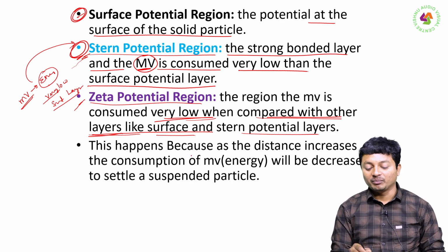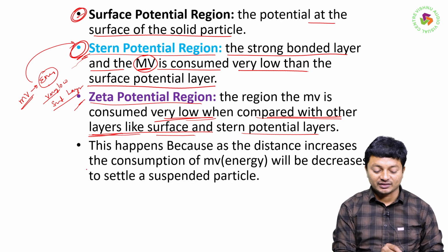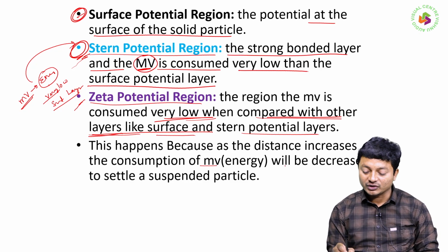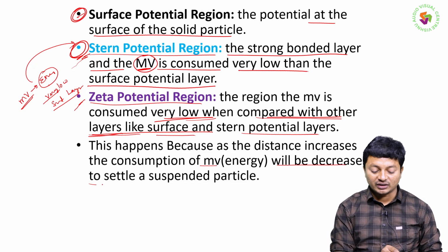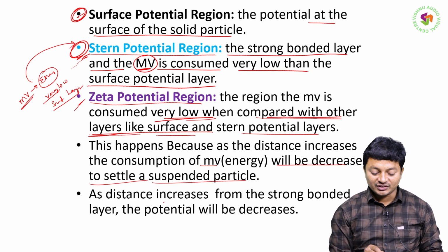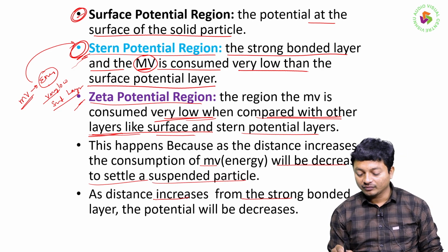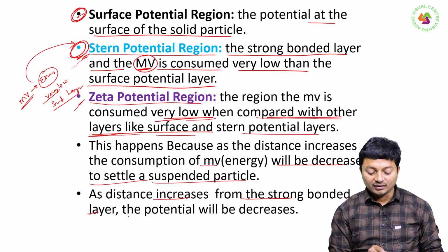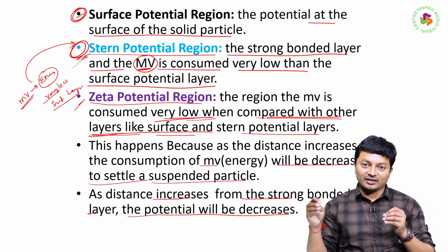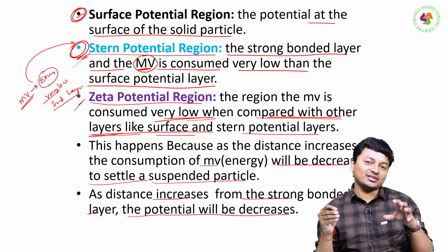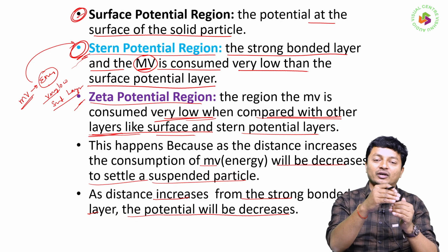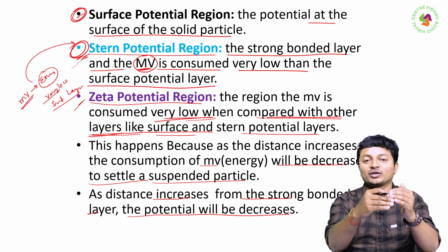This happens because as the distance increases, the energy, which is measured in millivolts, decreases to settle a suspended particle. As the distance increases from the strongly bonded layer, the potential will decrease. That means as the distance is increasing, as we discussed in the diagram, it goes from negative to positive, positive to negative, again negative to positive, again positive to negative.